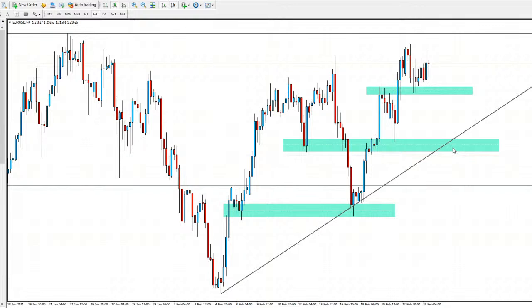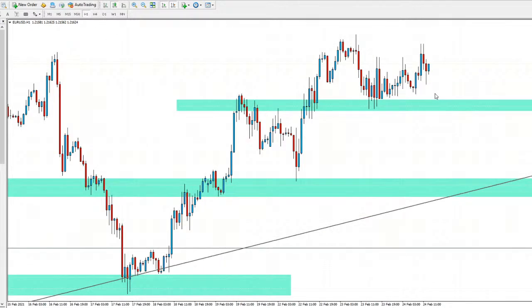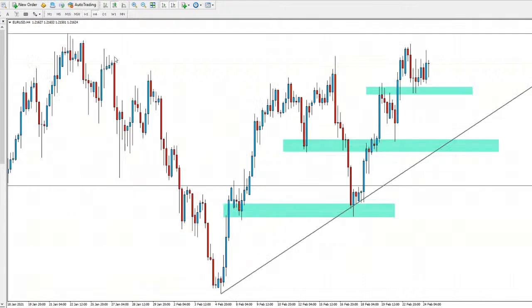Break through it, I'll probably change my bias, but still expecting to see further continuation to the upside for EUR/USD. Again, a bit of choppy price action here on the hourly, but we're slowly making our way to the upside, and I do think we're probably going to take out those highs and see it move into 1.22. So bias to the upside for EUR/USD, as long as we stay above this trend line.